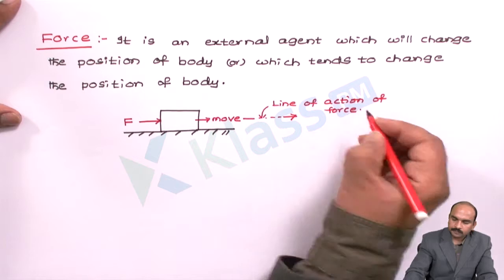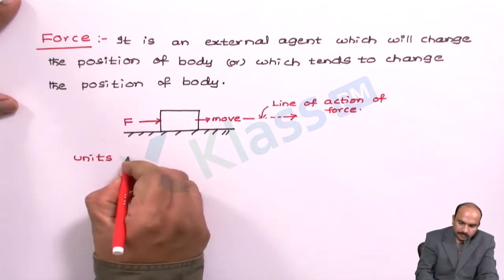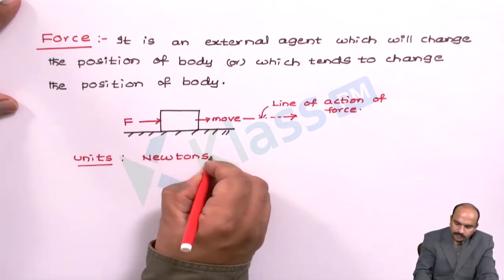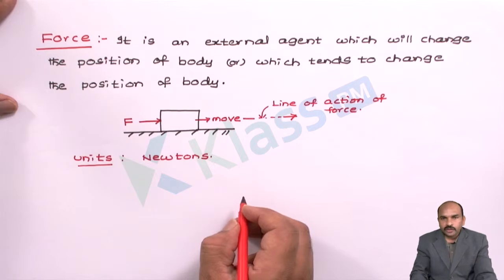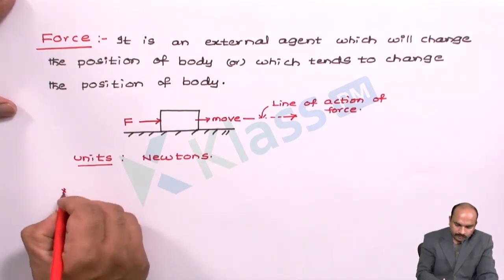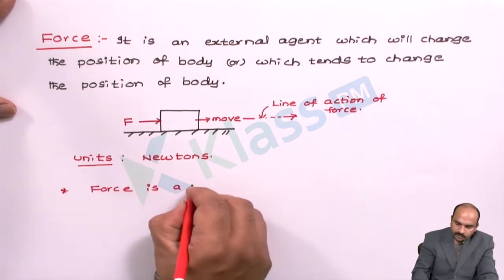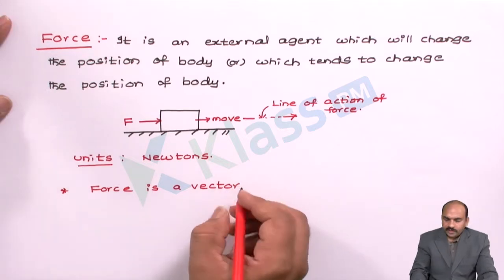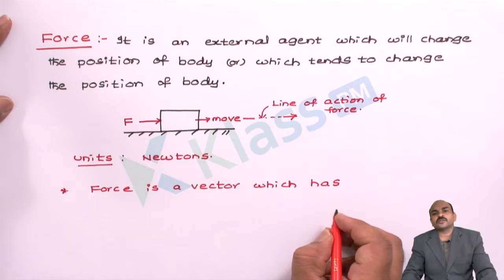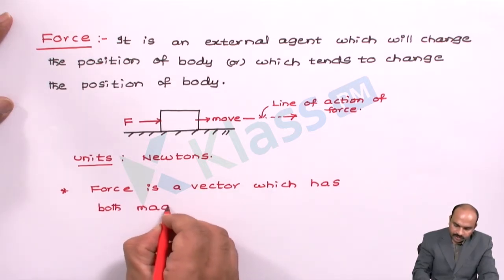Now let us see the units of force. So Newton is the unit of force. Force is a vector, we know that. Force is a vector, so vector means both magnitude and direction.